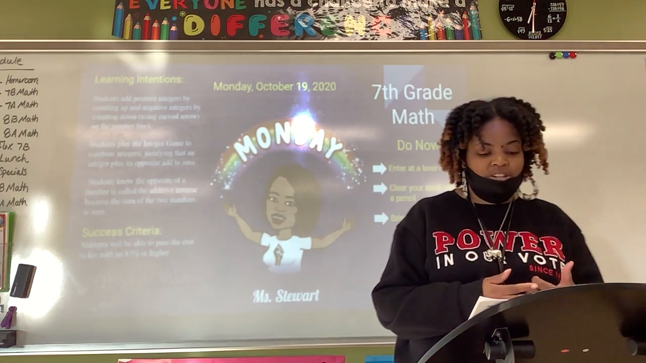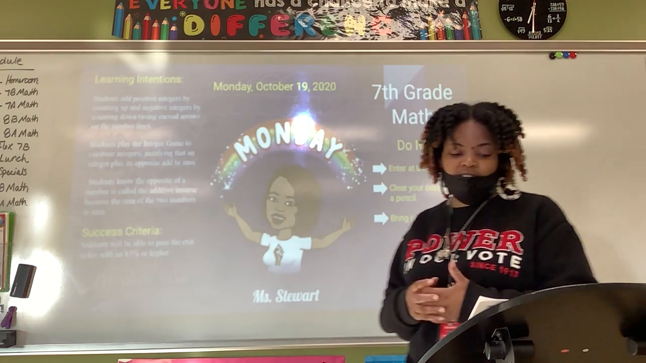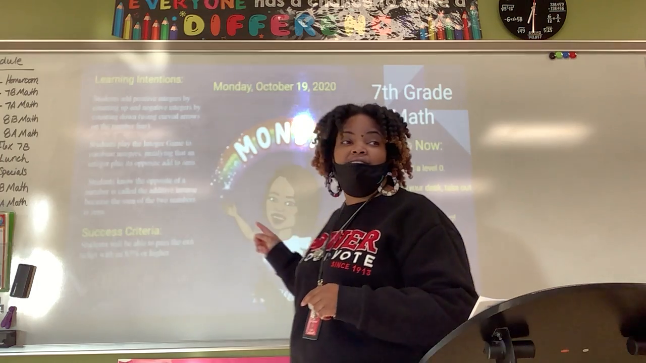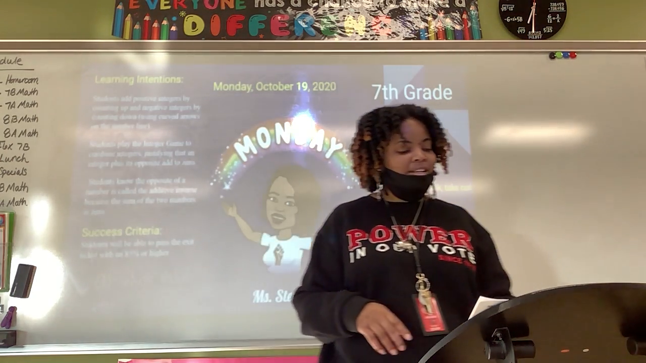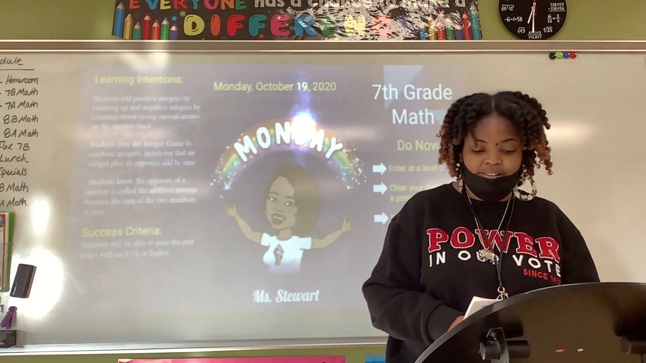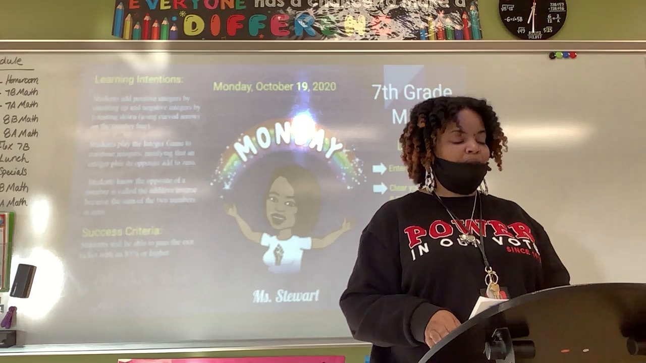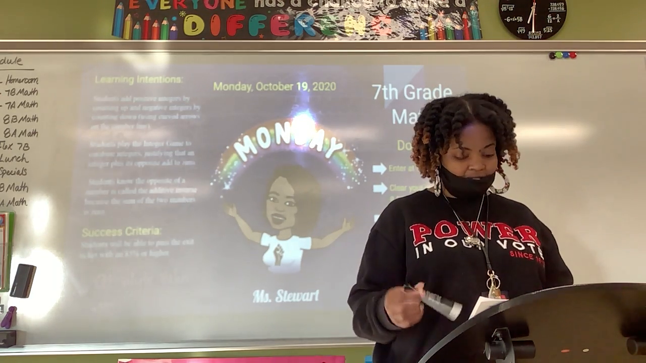Students play an integer game to combine integers, justifying the integer plus its opposite added to 0. That is the one thing that we're not going to do, but I did want to still mention it. Students know the opposite of a number is called the additive inverse because the sum of the two numbers is 0. So let's get into the first part.